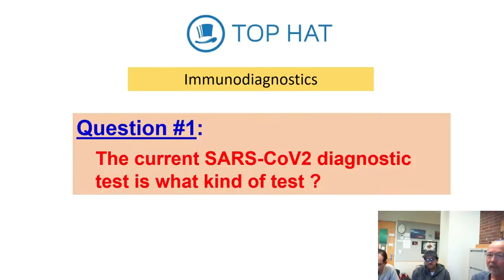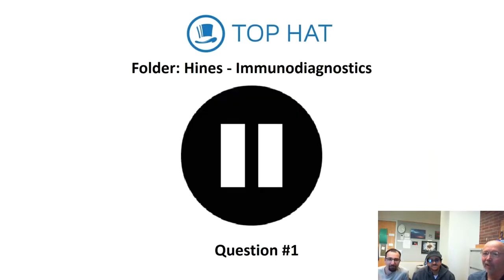All right, here's a question for the students in the first year class. Go to the Top Hat. Remember, for this immunodiagnostics, I want you to take just a minute to answer a multiple choice question: what kind of test is the current SARS-CoV-2 test that's out there right now? Just take a minute and look at the options. No points involved, nothing is lost here. Pause this video right now, go do that, then come back when you're done and unpause it and go forward.